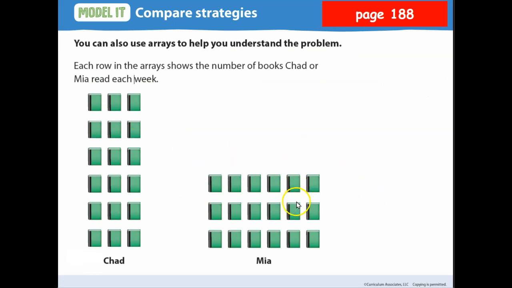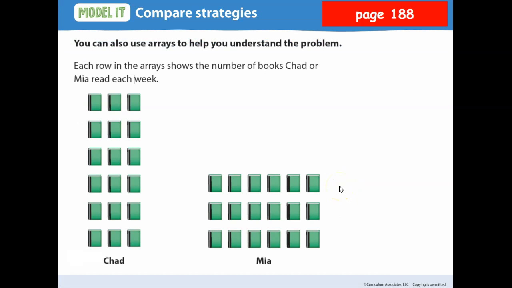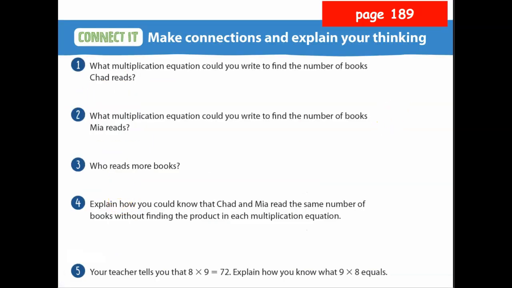Another way to do it is to just make arrays, right? I have 6 rows with 3 in each row, or I have 3 rows with 6 in each row. It says, what multiplication equation could you write to find the number of books for Chad? Well, what was the multiplication equation that we used for him? 6 times 3. Here's Chad right here. It's 6 rows with 3 each, which is 18.